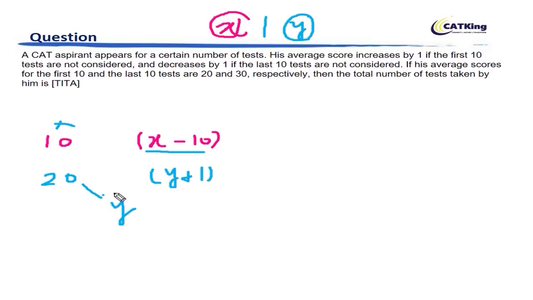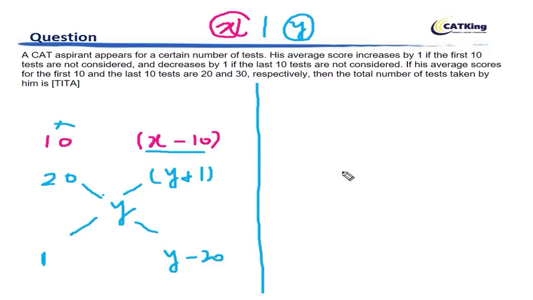Right? Now if we just use the allegation to find the ratio, it will become 1. So this is bigger, so here it will be y minus 20. So the ratio is 1 : y minus 20. Right? We have one more scenario given. Now let's say we consider the x minus 10 and the last 10. So total number of questions are x.